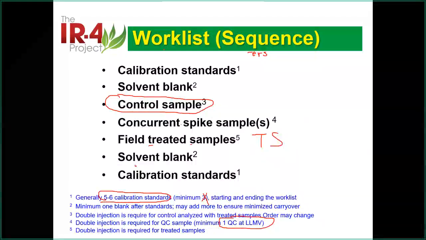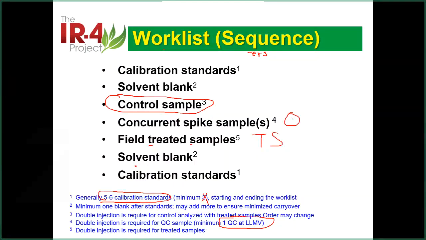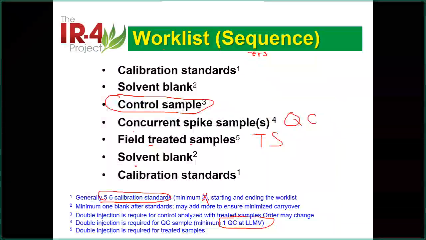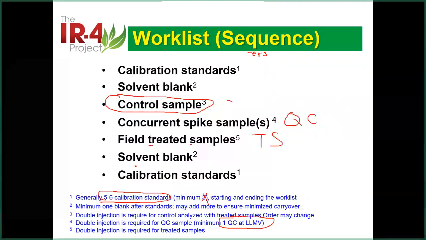And for the concurrent spike, in the lab we always use a short term: we call that a QC sample, because you're going to check the recovery. That's just what we say among ourselves, but the official term in the EPA GLP is concurrent spike sample. In our lab we just say control, so that is the untreated sample. That should answer your question.